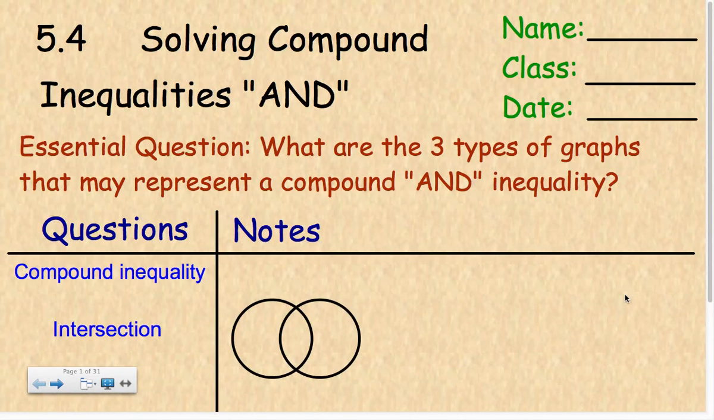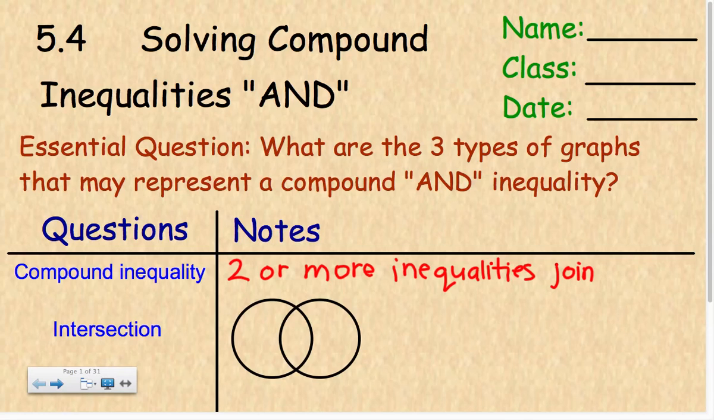5-4 Solving Compound Inequalities. Essential question: what are the three types of graphs that may represent a compound inequality? A compound inequality is two or more inequalities joined by the words "and" or "or." And you're going to see in all the examples in this lesson the word "and" or the word "or."